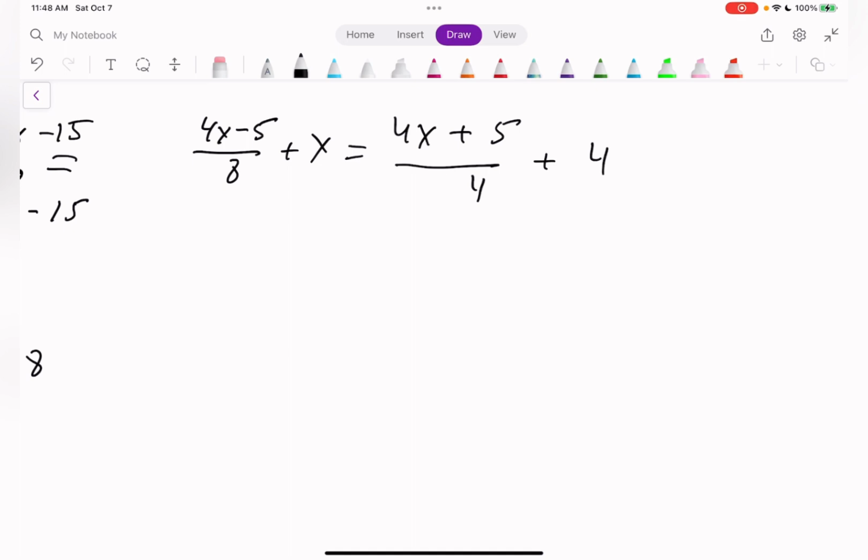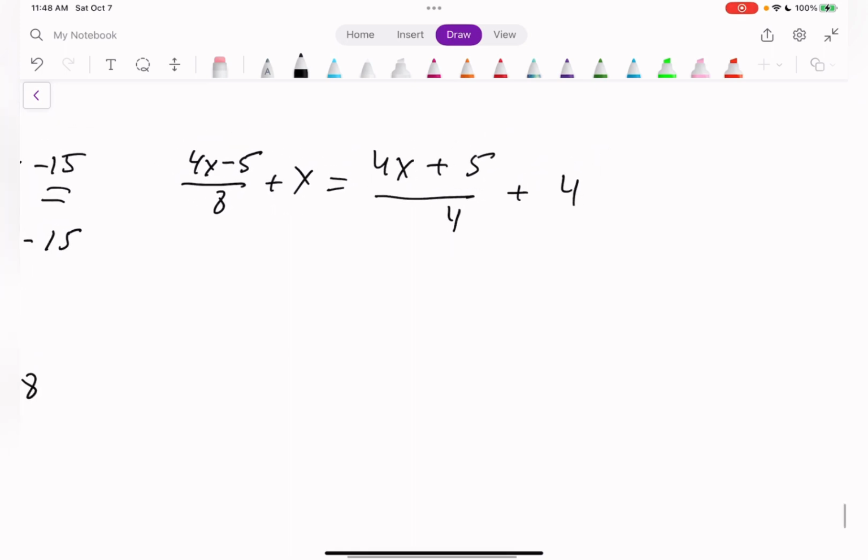first thing we want to get rid of the fractions, period. How do we get rid of fractions? We have to bring every single term to the same common denominator. How many terms do we have here? 4: 1, 2, 3, 4. So what denominators do we have? We have 8 and 4. For 8 and 4, the common denominator is going to be 8, right?